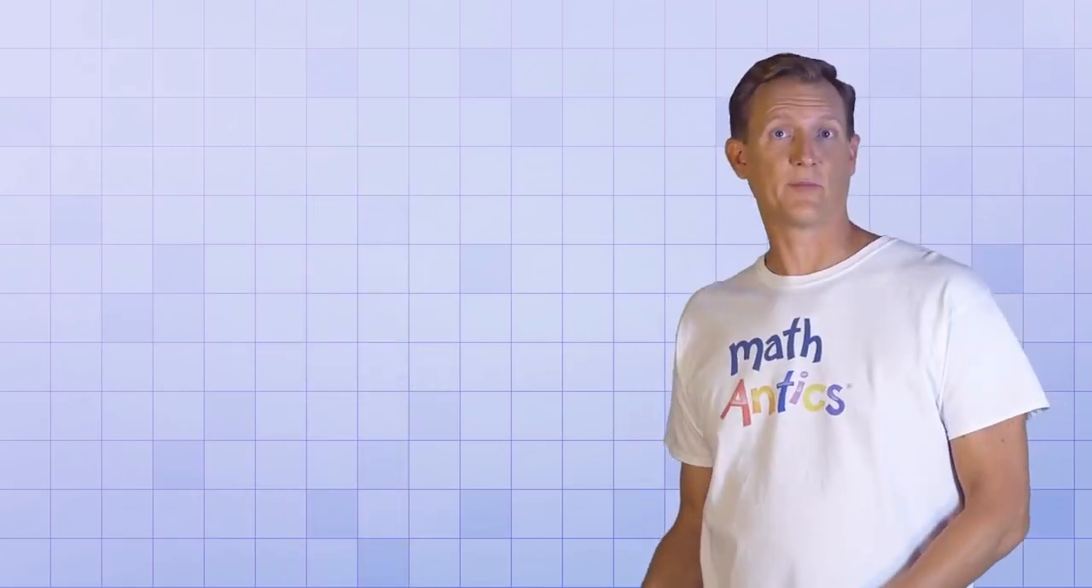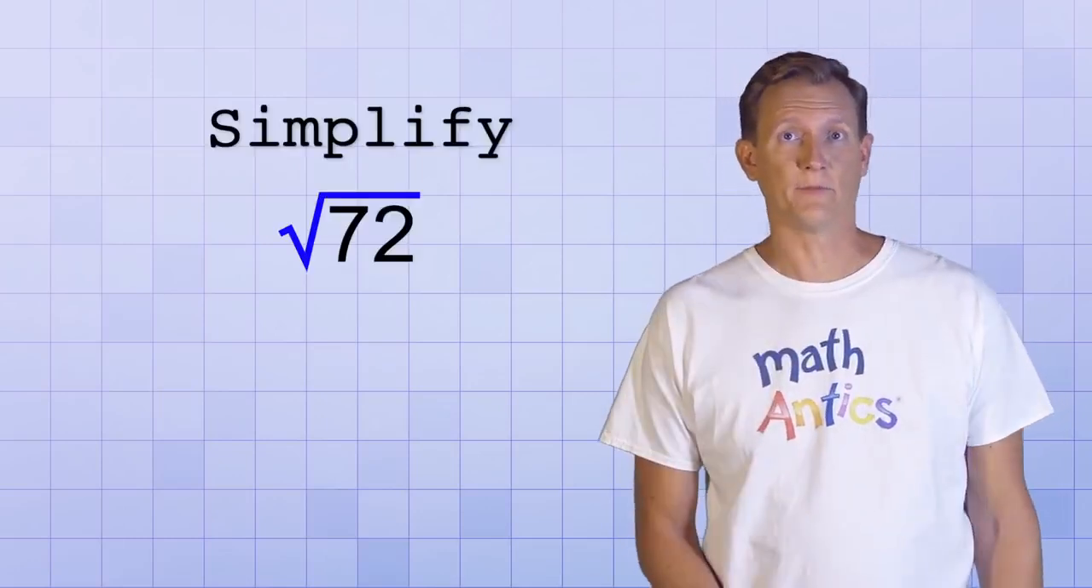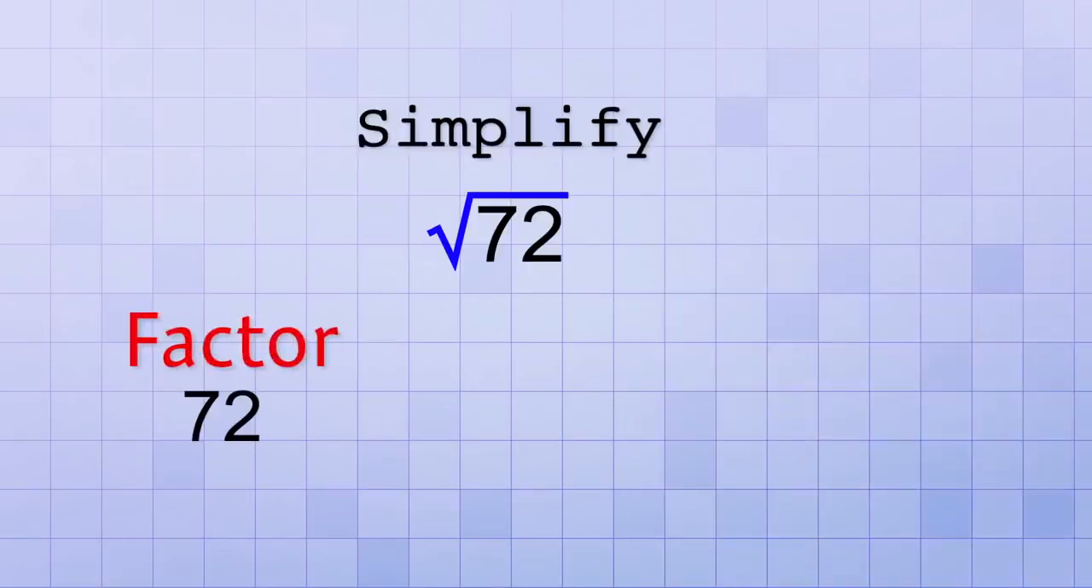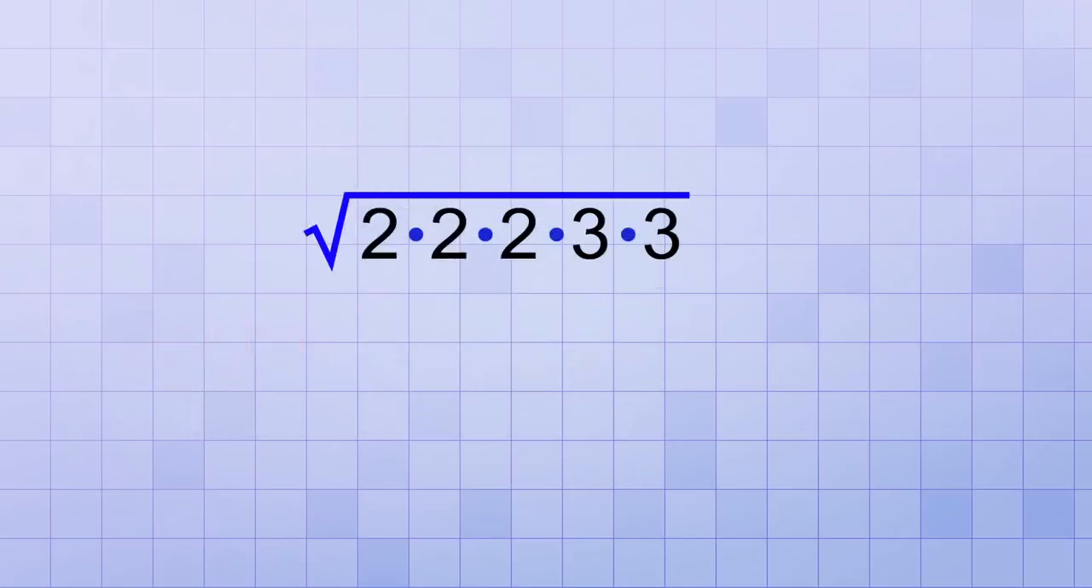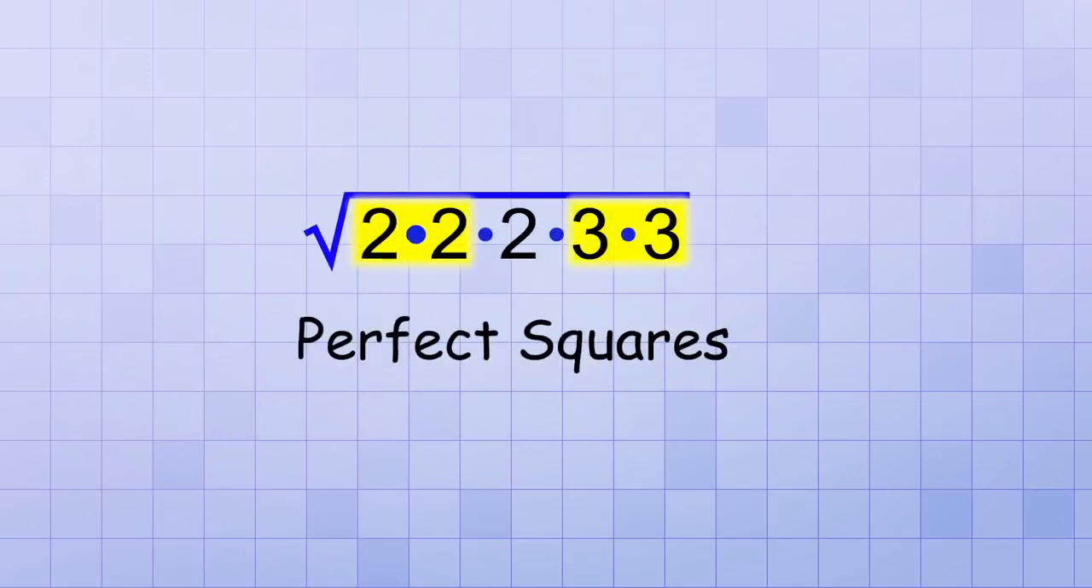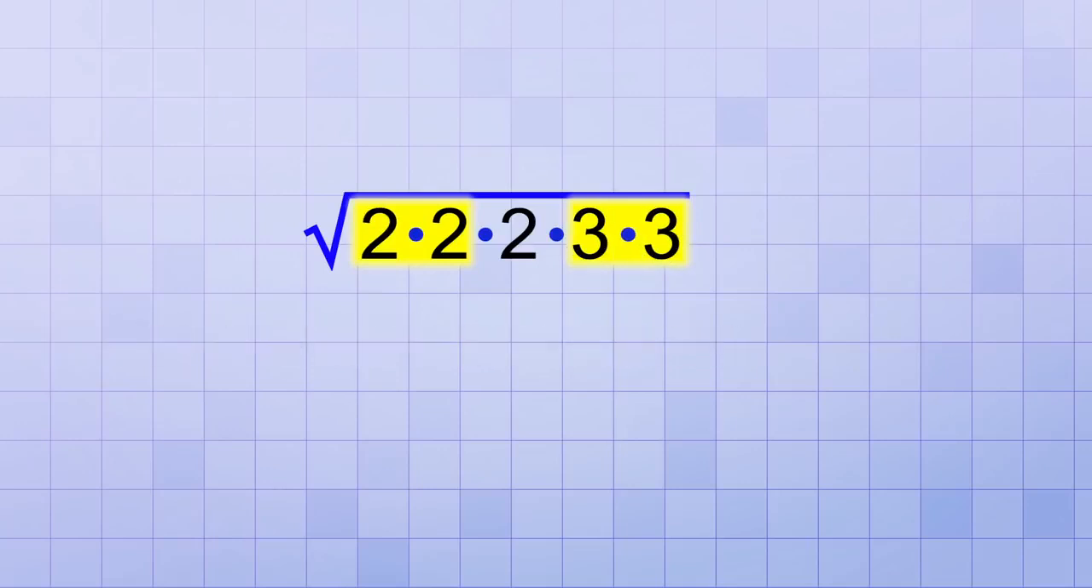Let's try another example to make sure you understand what's happening. Let's simplify the square root of 72. If we factor 72 all the way down to its prime factors, we get 2 times 2 times 2 times 3 times 3. As you can see, there are two pairs of factors that form perfect squares, 2 times 2 and 3 times 3. And there's a 2 left over that doesn't form a pair.